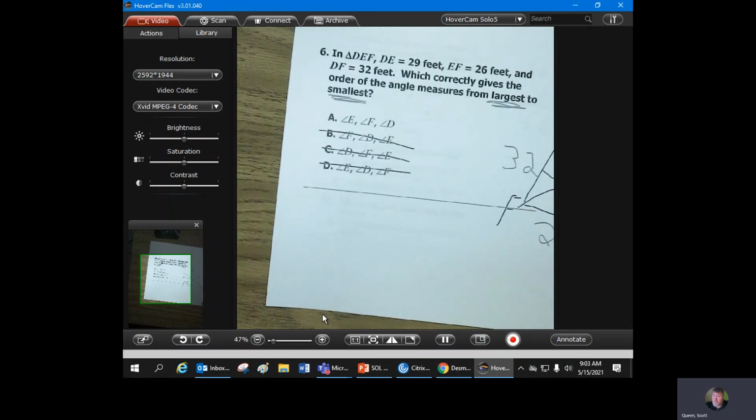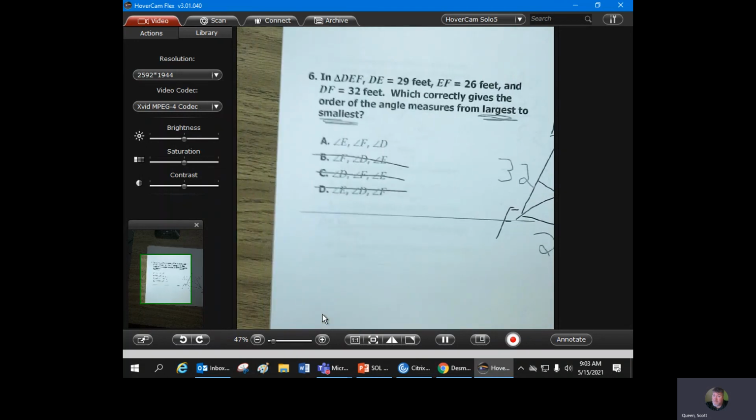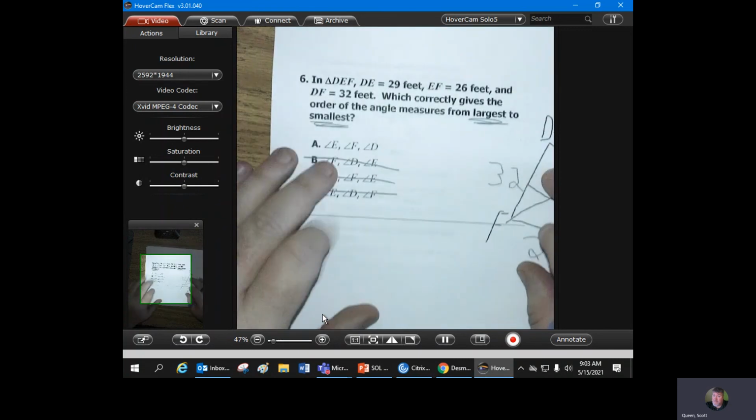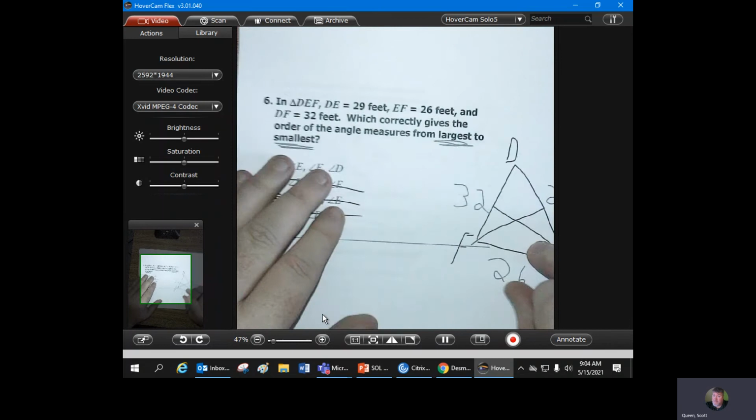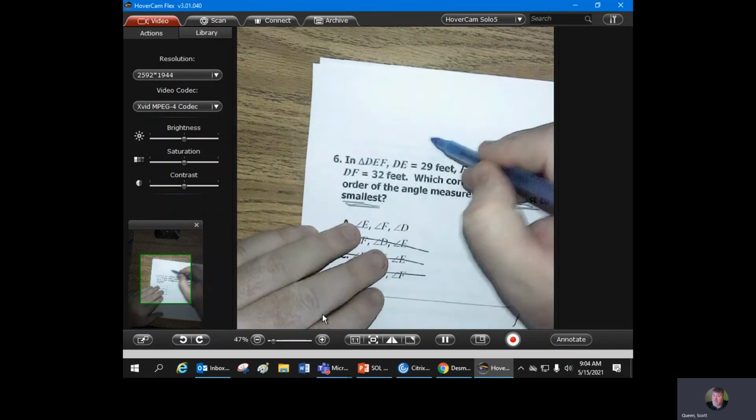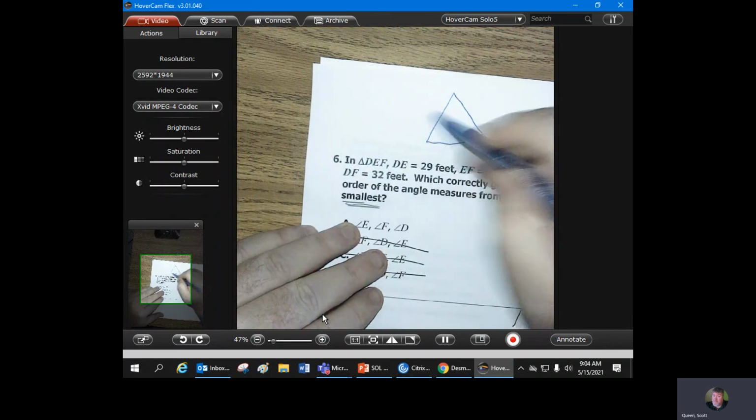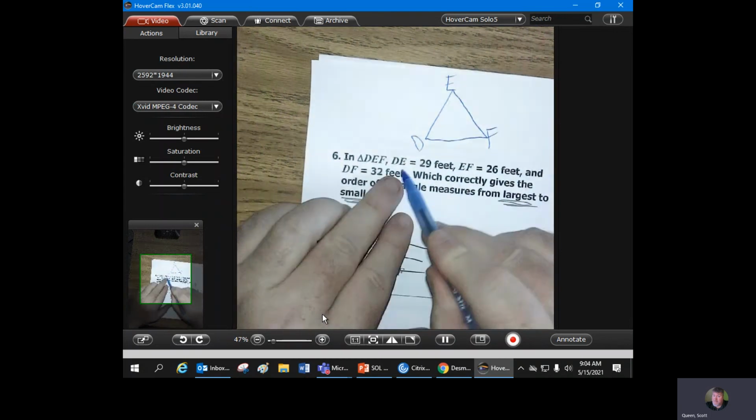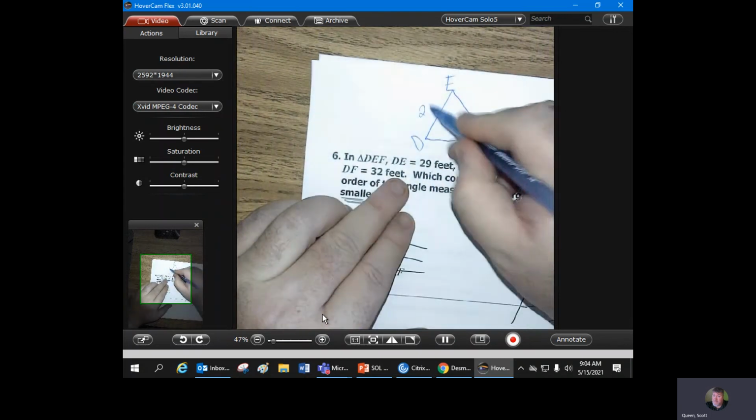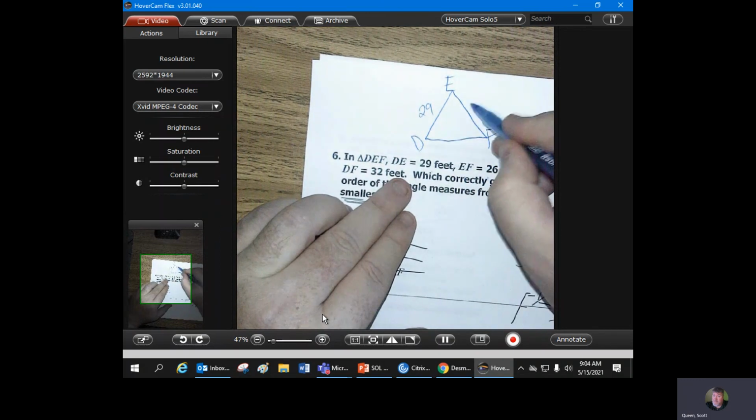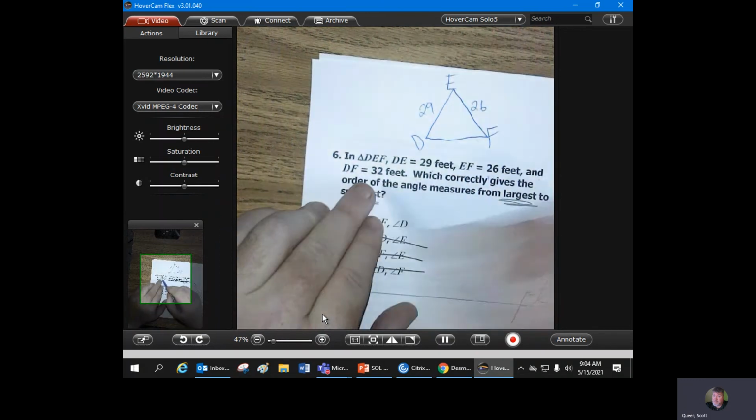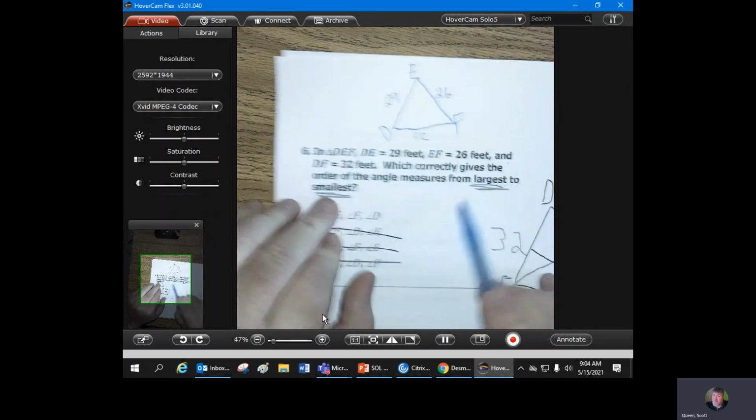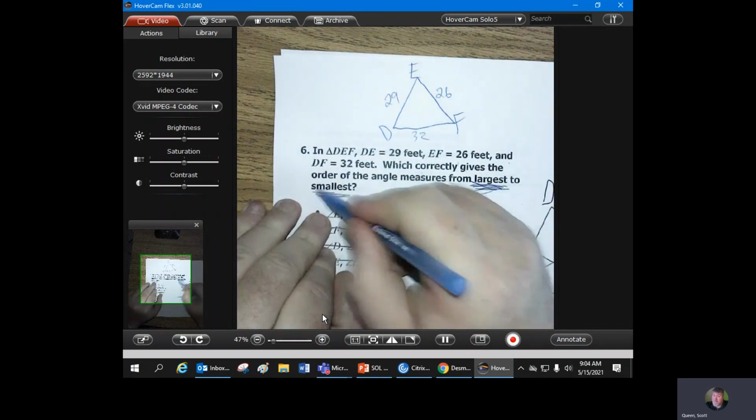Okay. This one, talking about triangles, what we don't have is the picture. Again, I marked this one up. Sorry about that, but we'll still walk through it. So the first thing I'm going to do, because I love pictures, triangle DEF, and it doesn't matter what it looks like. I'm just going to label stuff. DE is 29 feet, EF is 26 feet, and DF on the bottom is 32, which correctly gives the order of the angle measures from largest to smallest.